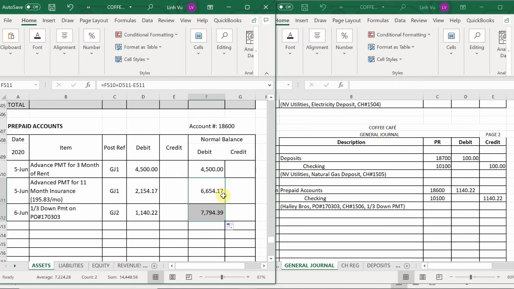8,058.39. I did not get 8,000. Hold on. Did I write that in there correctly? Let's do it again. So 6,654.17 plus 1,000. Let me see. Maybe 6,654.17 plus 1,404. No. One, one, one, one. I got it. So I made a mistake here. No worries. So how much do we have?